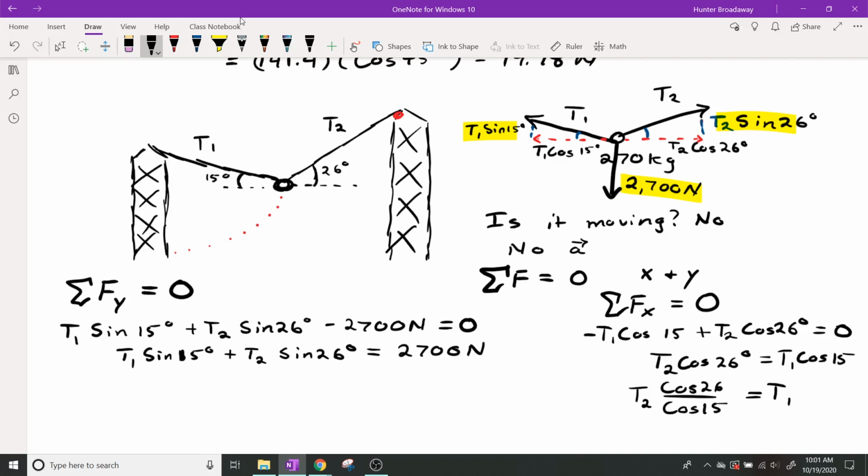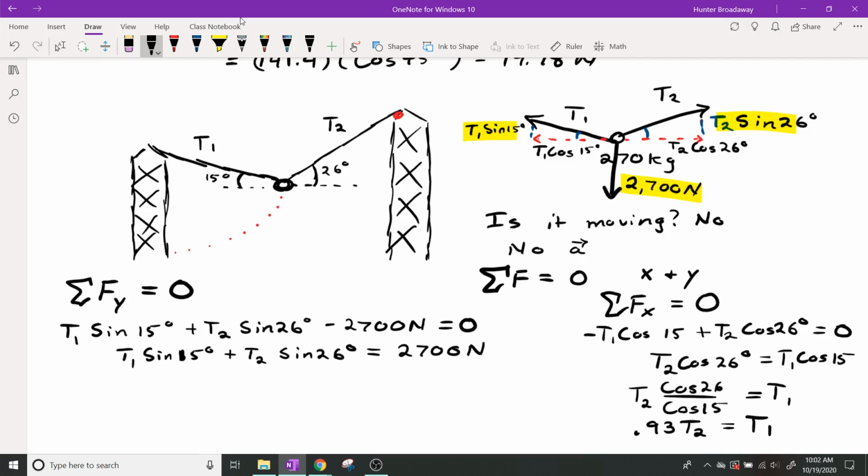Make sure that you are in degree mode. Maybe I'm not in degree mode. I'm in degree mode. Cosine of 26 divided by cosine of 15? What'd you get? 0.93. Okay, I'm with you. I did forget my parentheses. So 0.93 T2 is equal to T1.